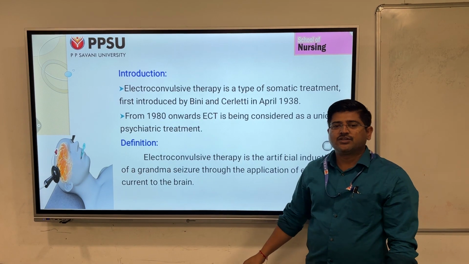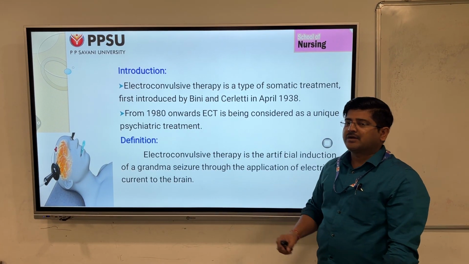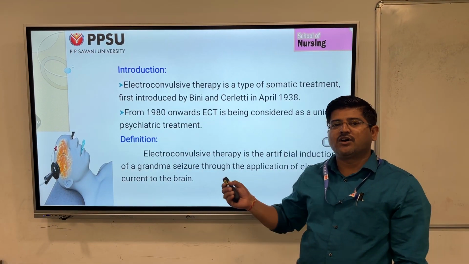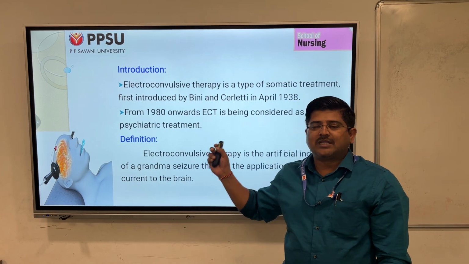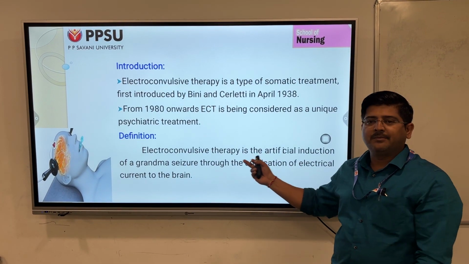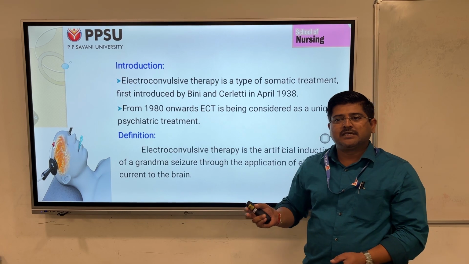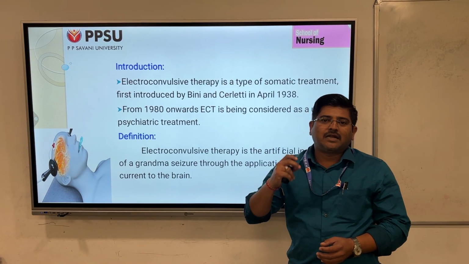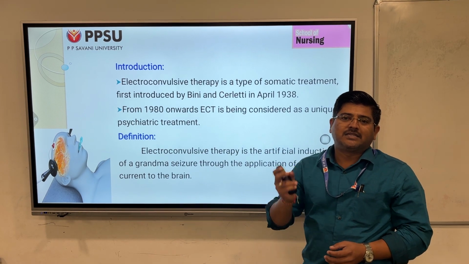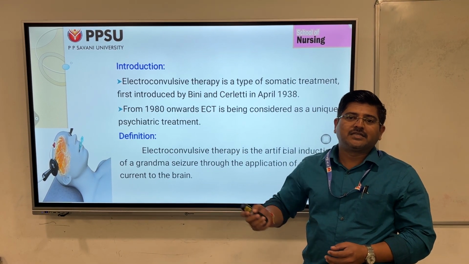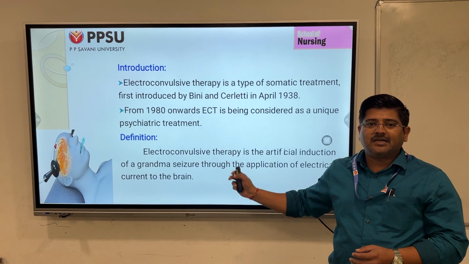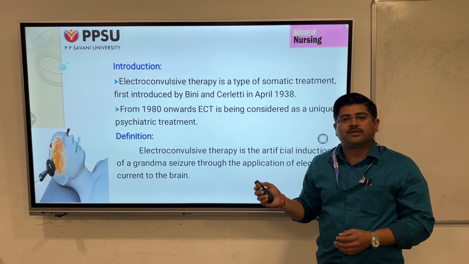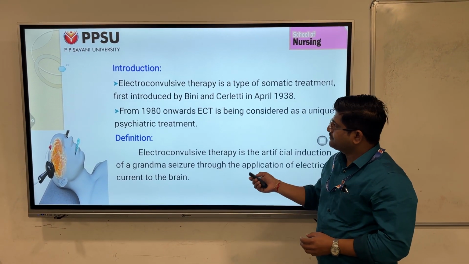Coming to the definition, electroconvulsive therapy is the artificial induction of a grand mal seizure through the application of electric current through the brain. So commonly what happens in electroconvulsive therapy is they apply electrodes, and through those electrodes they pass the current. That current generates the grand mal seizure. With that, mainly the mechanism of action takes place in electroconvulsive therapy.